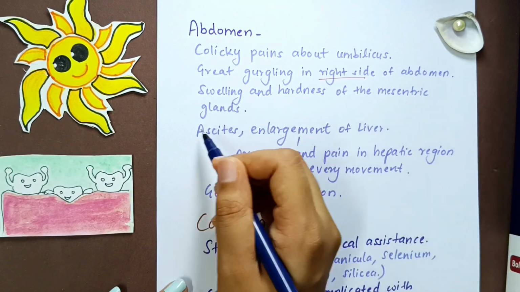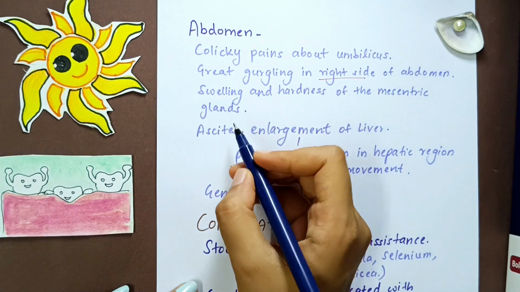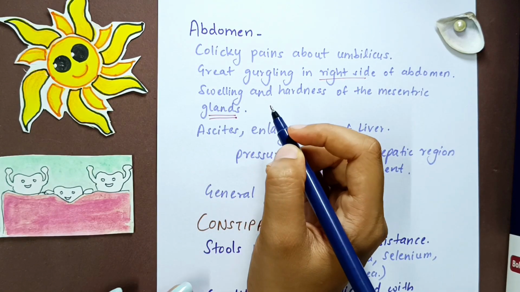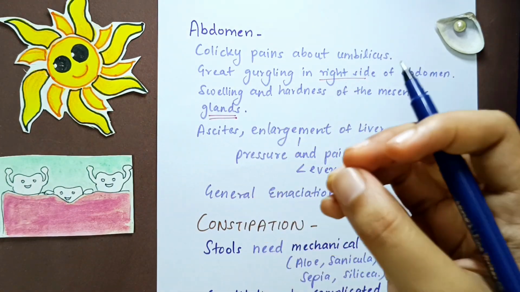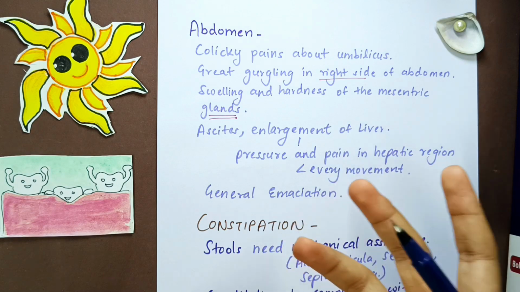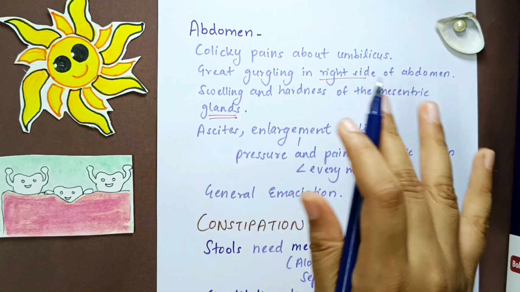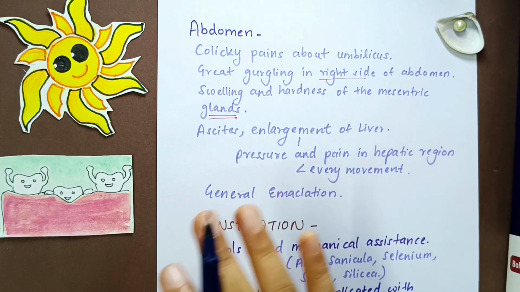Swelling and hardness of the mesenteric glands will be there. We have already seen in scrofula that there is a tendency to affect glands in Calcarea, didn't we see? So if you know that general point, that there is a tendency to attack glands and cause swelling of glands, then you already know that there will be an action on mesenteric glands as well. Any gland in the body you take, Calcarea Carb will show an action. That is what we've already learned in the general points.